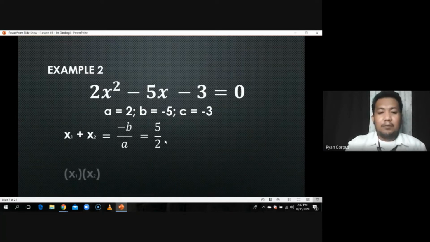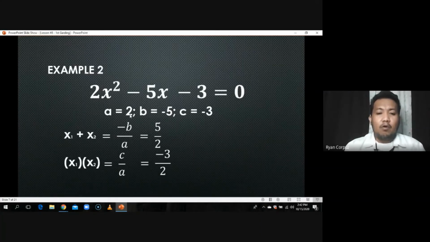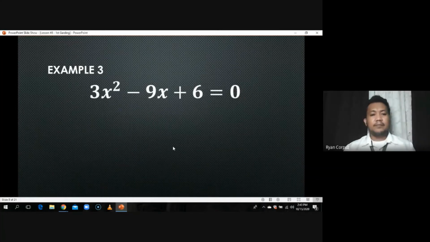How about the product of the roots? We can find it by using C over A. The value of C is negative 3, while the value of A is 2. So we do have negative 3 over 2. So the sum of the roots of this given quadratic equation is 5 over 2, while the product is negative 3 over 2. Now let's have example number 3.